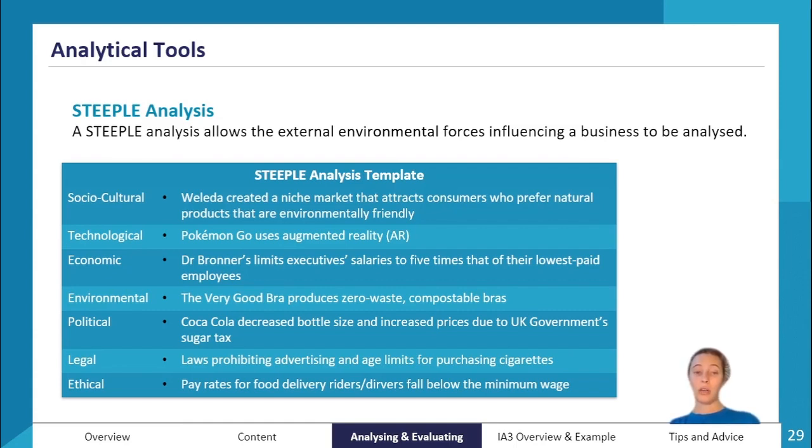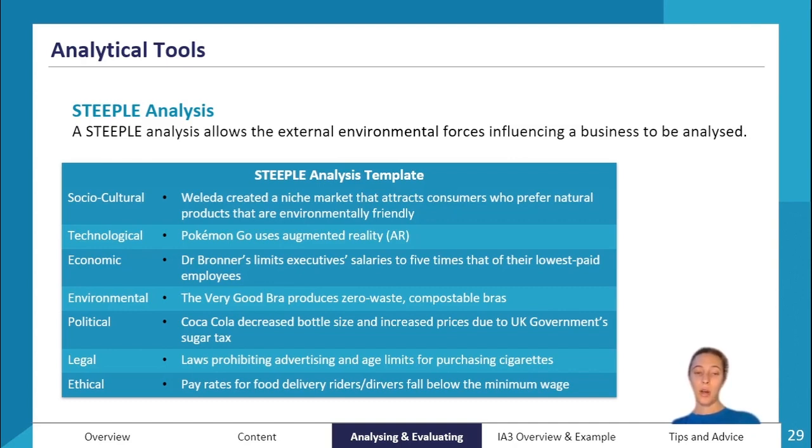In the legal section, laws prohibiting advertising and age limits for purchasing cigarettes. This was a long while ago now, where we had that change where those big tobacco companies were no longer allowed to have fancy packaging that was attracting people to the products. Now we see warnings on our packaging for cigarettes to try and get people to not take up smoking.